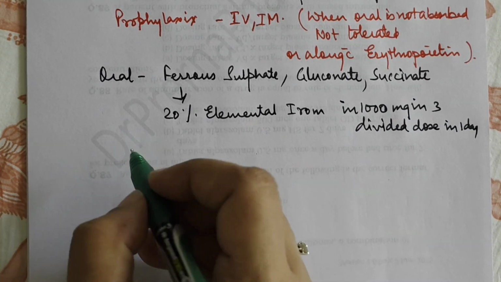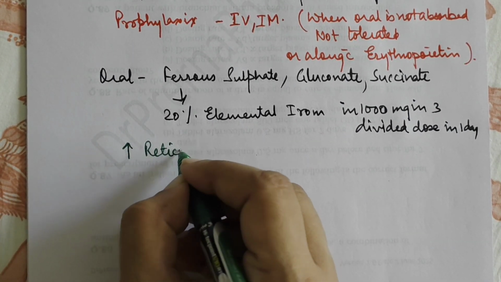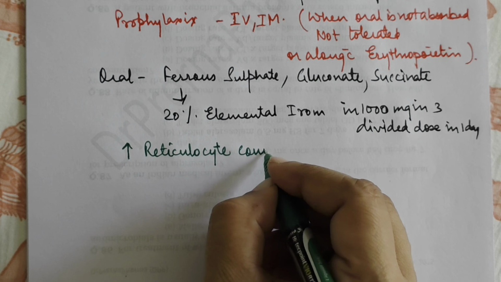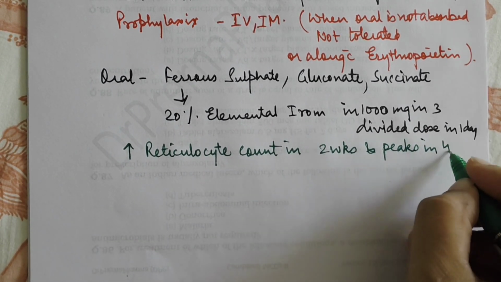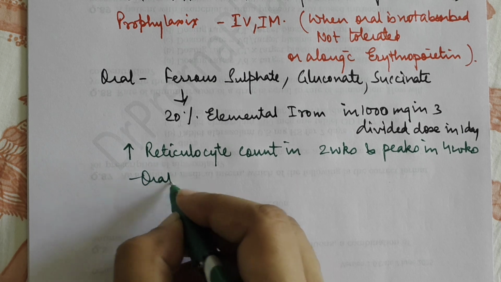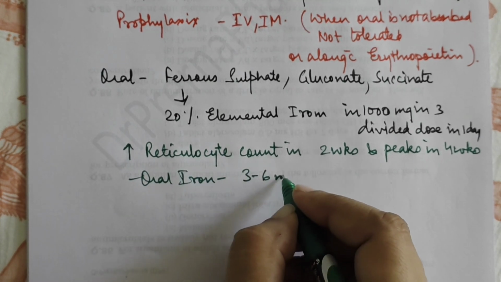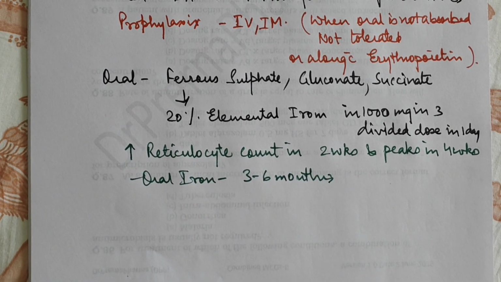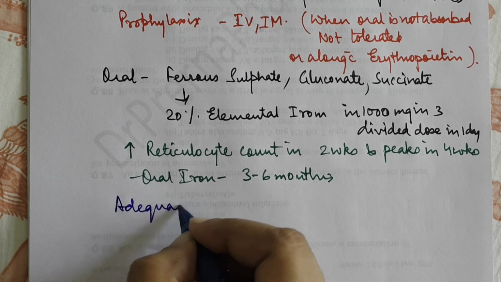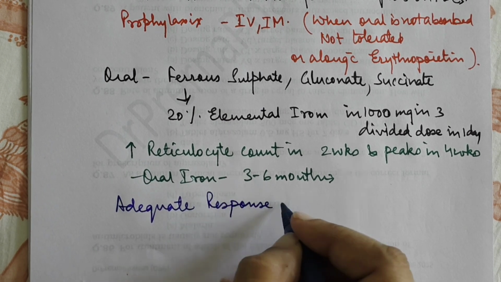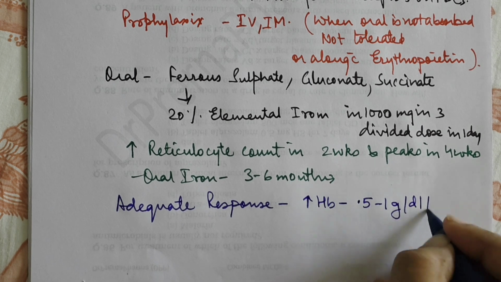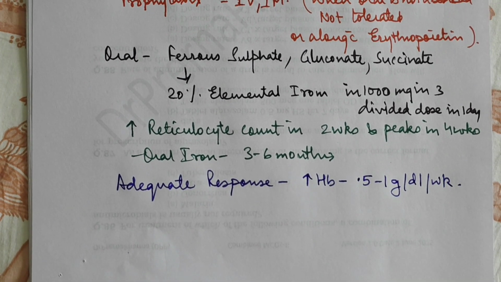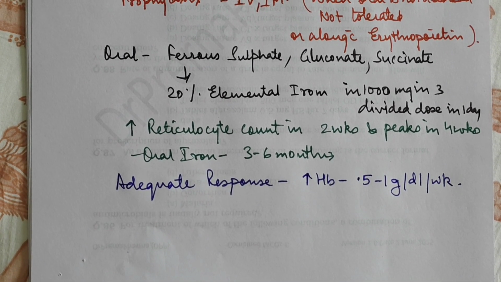How do you measure the response to iron? There's an increase in the reticulocyte count in 2 weeks, and it peaks in 4 weeks. Okay, oral iron needs to be given for at least 3 to 6 months to bring the hemoglobin to normal. What is considered as adequate response to iron therapy? If the increase in hemoglobin is 0.5 to 1 gram per deciliter per week, then it is said that yes, the iron is working properly.